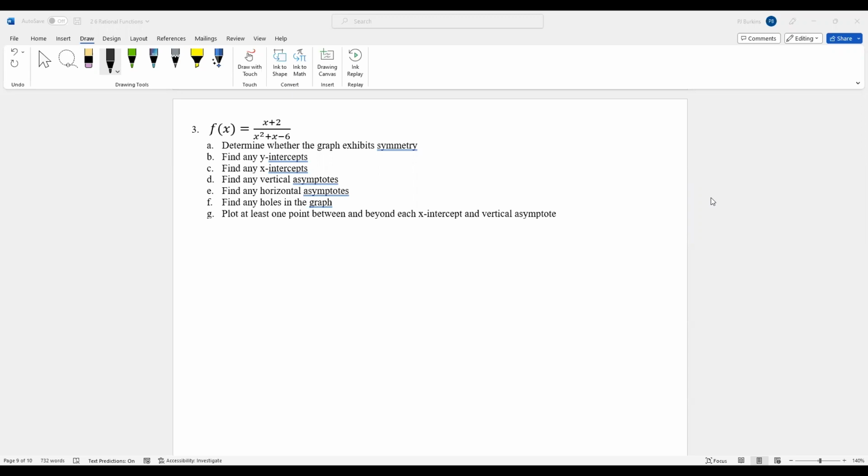So here we have the final example for rational functions. Again, the first thing we want to do is look for symmetry. So we need to plug in f of -x. So we have -x plus 2, and then we're going to get x squared minus x minus 6. This is clearly not the same as the original, but it could be -f of x. So we need to find out what that looks like.